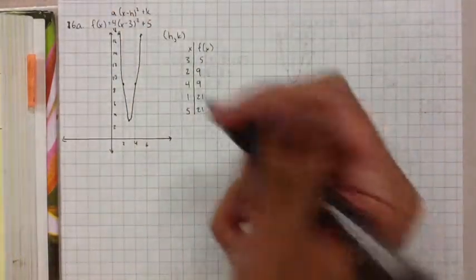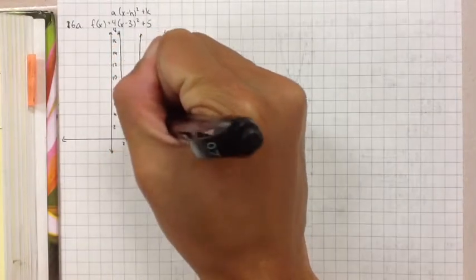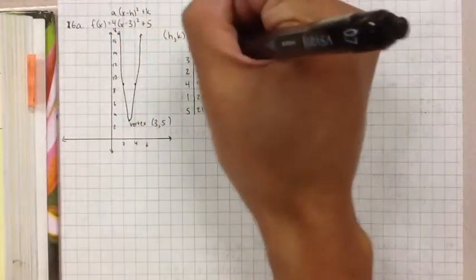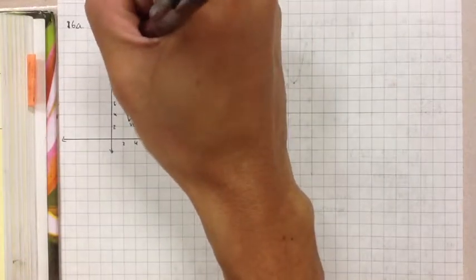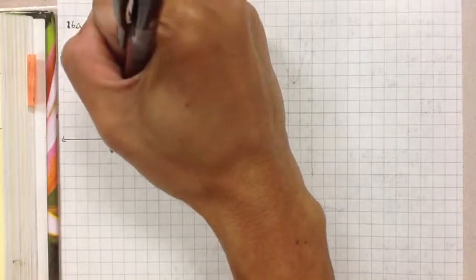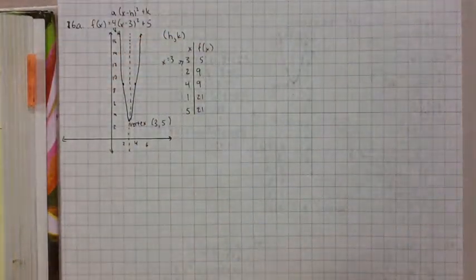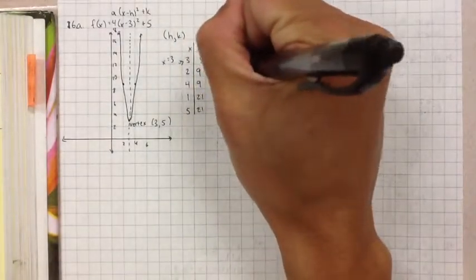Part B is going to say label the vertex. So this is the vertex right here, which is at 3, 5. Part C says draw the axis of symmetry, and the axis of symmetry is right there where x equals 3, which will just run right down the middle, and it's what makes it a mirror image of each other. And the maximum or minimum function value, well, that's 5. And this will be a minimum in this case.